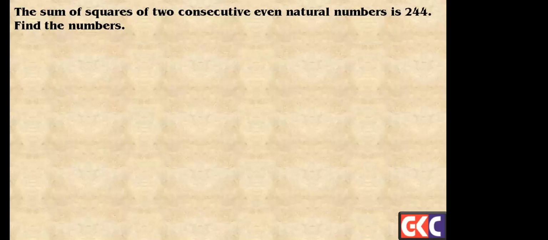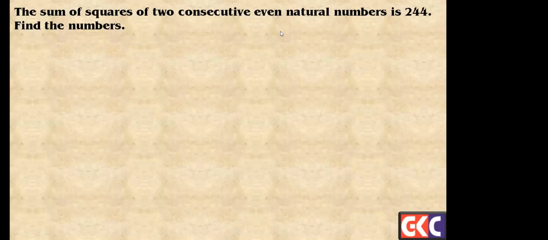Okay, so the sum of squares of two consecutive even natural numbers is 244. Find the numbers. Now, what do I mean by this? Please try and understand the question. What exactly does the sum read? Because as I told you, the most important thing is framing the quadratic equation. So here the question goes, the sum of squares of two consecutive even natural numbers.